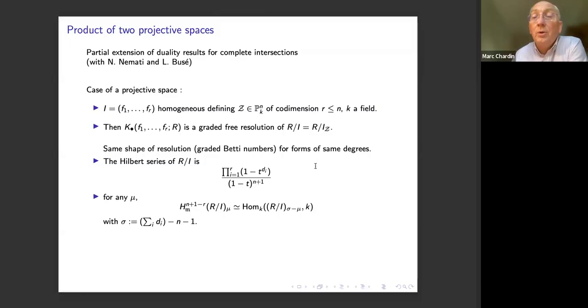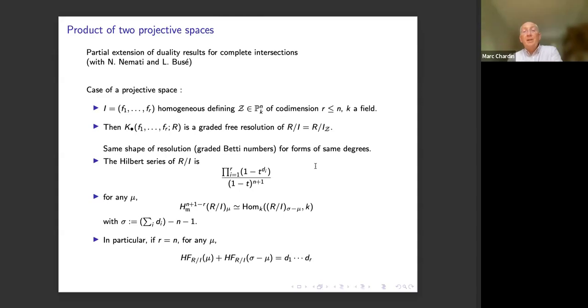And also you have that for any mu, you have just one local cohomology that is not zero, and it's dual to R mod I with some shift of degree. If you take H^{n+1-r}, the only cohomology that is not zero, in degree mu, this will be the dual of R mod I in degree sigma minus mu, where sigma is the sum of the degrees minus n minus 1. So you also have this nice duality. It tells you that the top cohomology is the dual of this thing here. One can also say that the top cohomology is just the dual of the canonical module, and this is the canonical module.